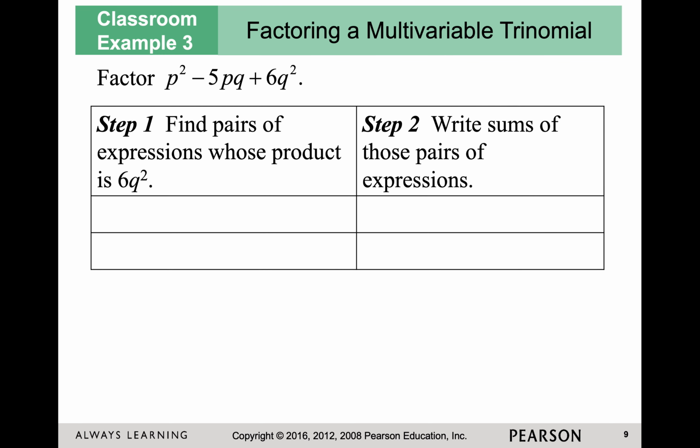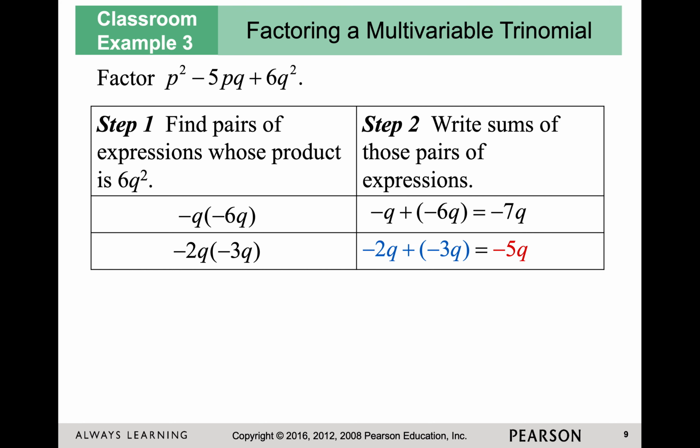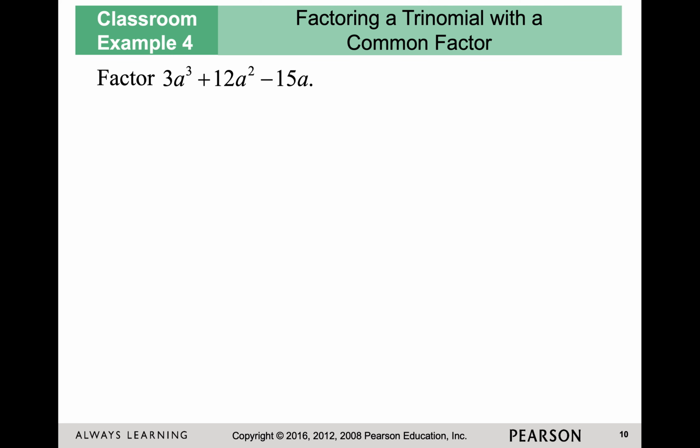Here, I want to find what multiplies to be 6q squared but adds to be negative 5. When I do that, I get negative 2 and negative 3. And so it's going to factor to p minus 2q and p minus 3q. This one's a little bit tougher. You're not going to see as many of these in the lab.